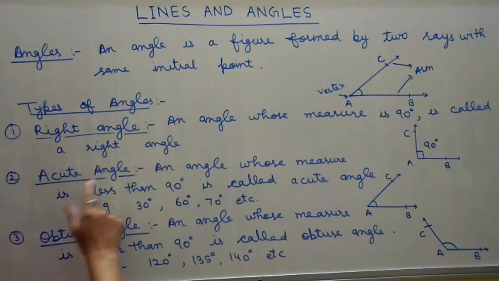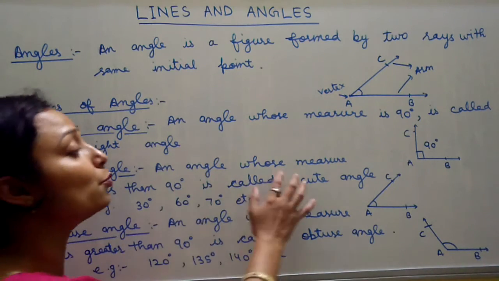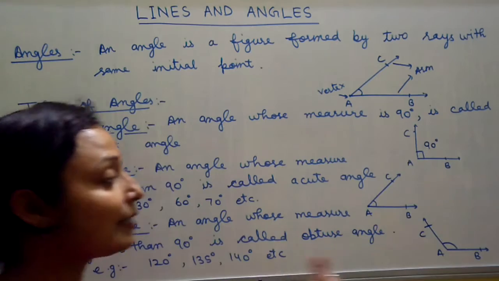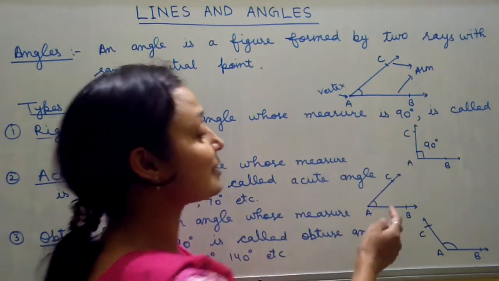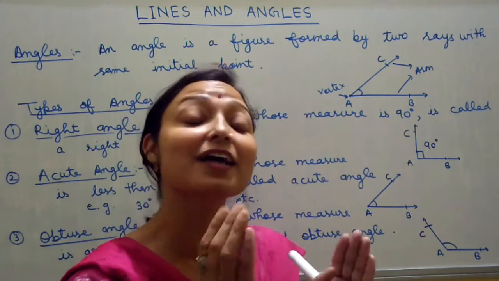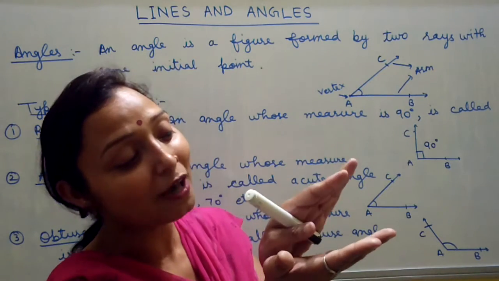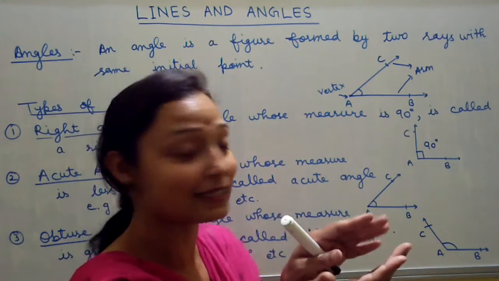Okay, now come to the acute angle. An angle whose measure is less than 90 degrees is known as an acute angle. Acute is a small angle, less than 90 degrees.